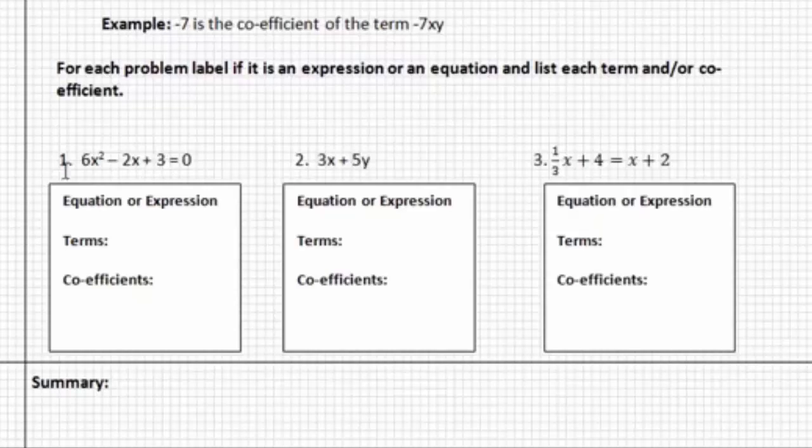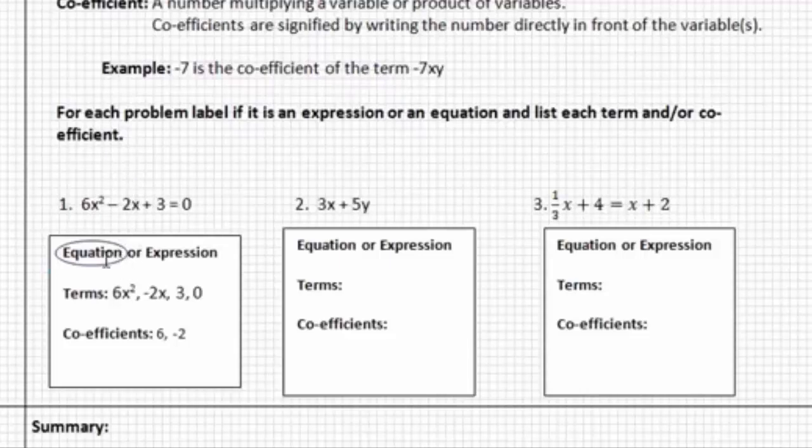It has an equal sign, so it would be an equation. So maybe get rid of this. And the terms, it looks to me like there are 4 of them. What do you think? You said 6x squared would be one of them. Negative 2x would be 1. 3 and 0. Those are all terms. And then our coefficients would be 6 and negative 2.